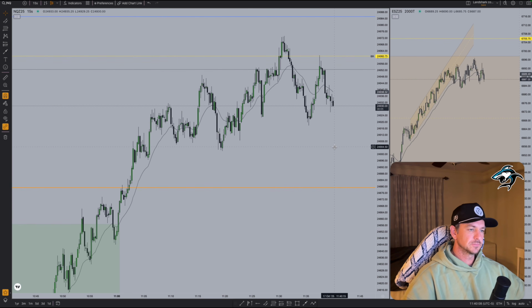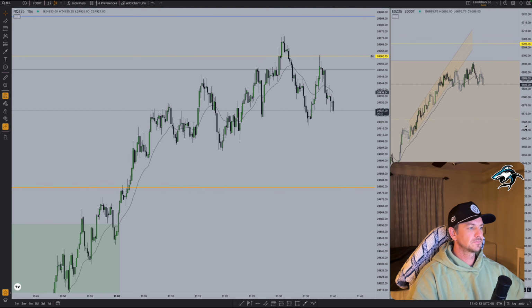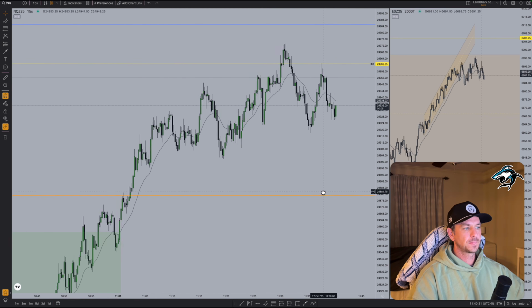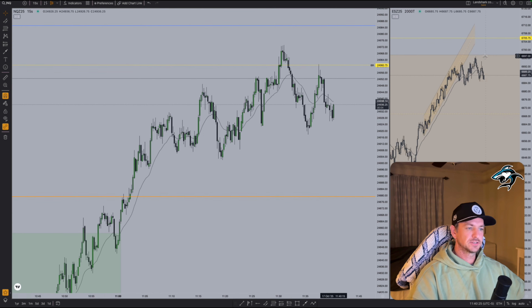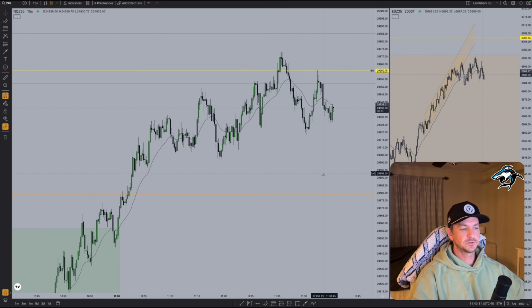I'm kind of liking what I'm seeing here from ES and NQ, but I just want to make sure that ES doesn't sweep the lows and go back to the high. And the reason I'm referencing ES is because they're basically mirroring each other right now. It's pretty close.